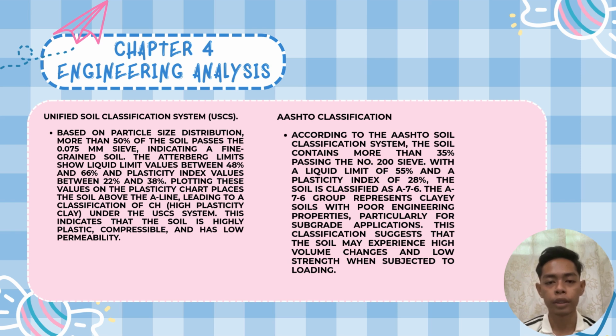Okay, for the AASHTO system, more than 35% pass the number 200 sieve. Based on the liquid limit and plasticity index, the soil is classified as A-7-6. This group represents clay soil with weak engineering properties, low strength, and high volume change under load.